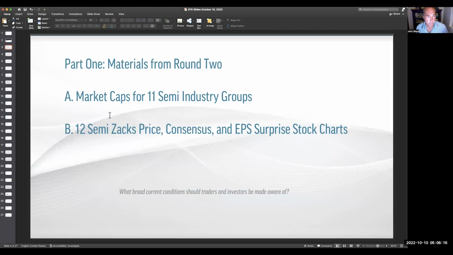All right, part 1, materials from round 2. We've got 11 semiconductor industry groups to reaffirm and 12 Zacks price consensus and EPS surprise stock charts. These price consensus EPS surprise charts you'll find on Zacks.com or Zacks Advisor Tools. All of this is very helpful background information. At the end of the day, if we're going to talk about ETFs, we need to know the constituent elements of those ETFs. And this is basically why I'm going through this again.